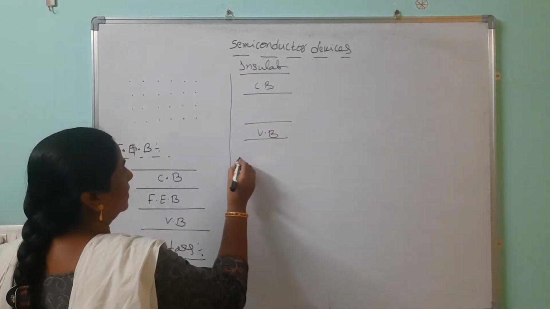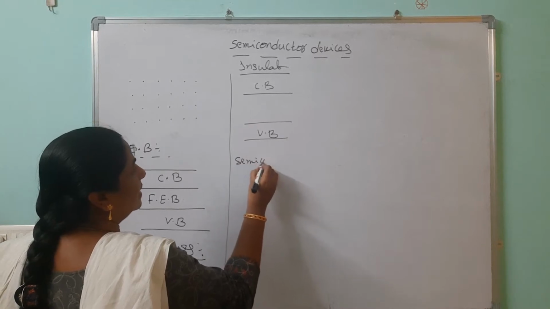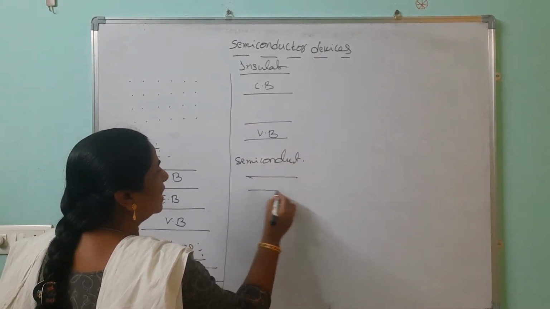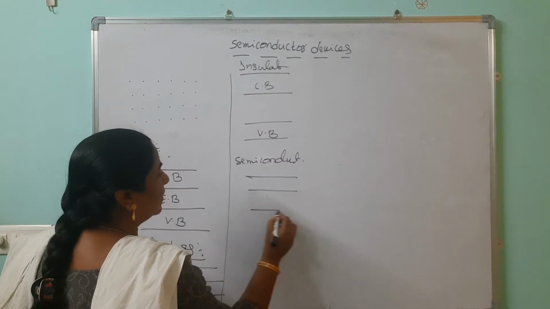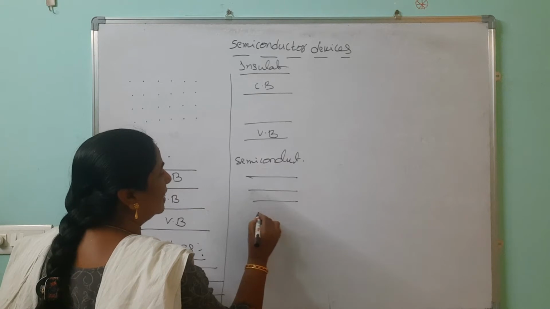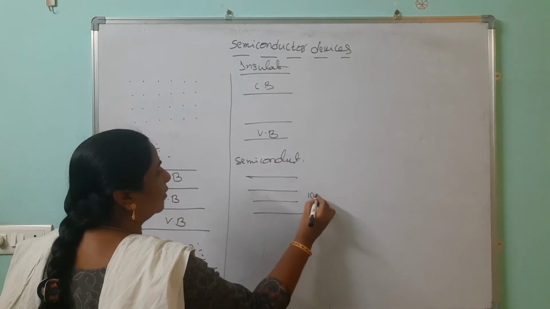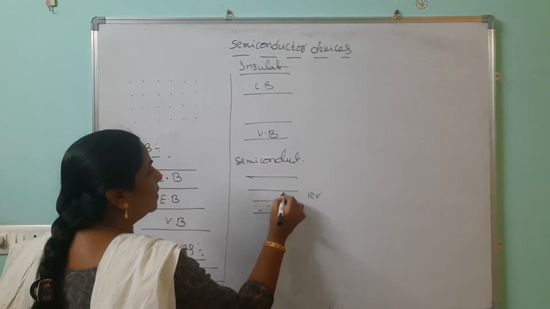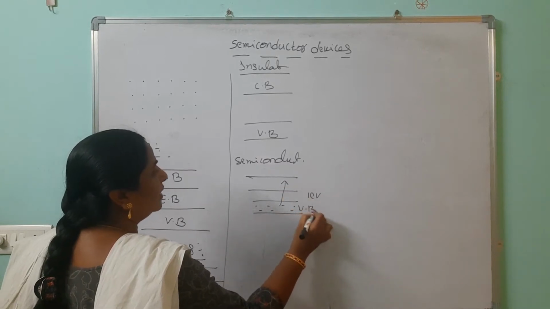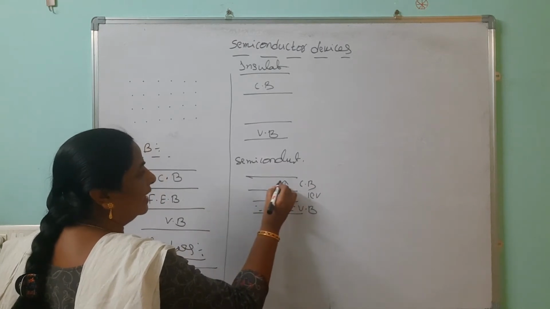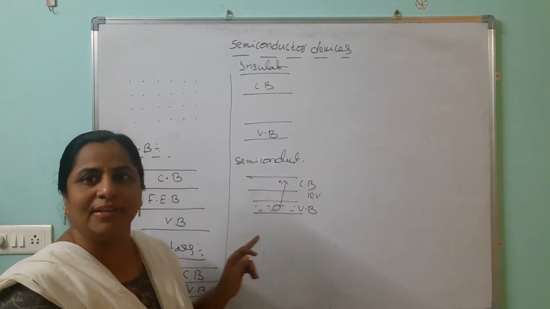Then semiconductors. In the case of semiconductors, what happens? At 0 degree Kelvin, these act as bad conductors or insulators. But here the forbidden energy gap is about 1 electron volt. So whenever we provide that energy, electrons jump from the valence band to the conduction band. Then one vacancy is created here and one free electron is available here.